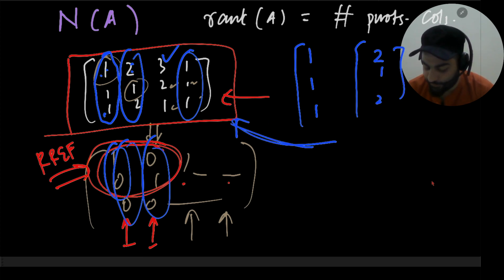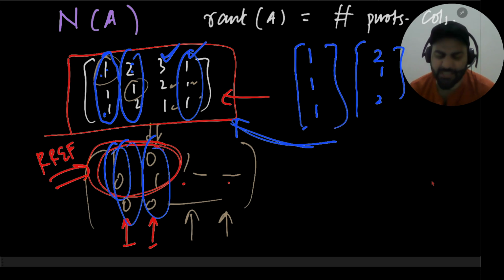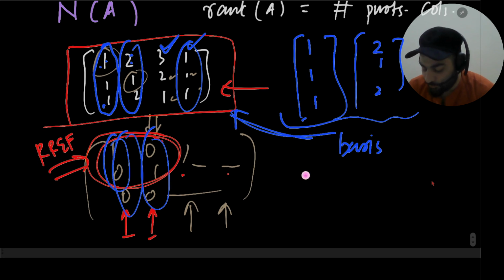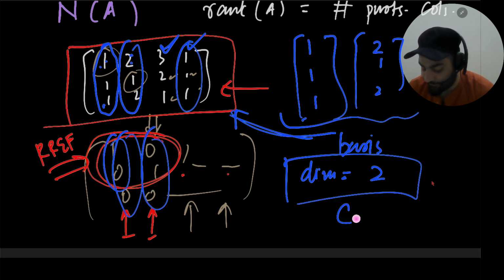If you see this, these two columns I can take as basis, because I can reach this, I can reach this as well. So I can reach any of the values that is reachable for the whole matrix. So I can see that the basis basically now has two independent columns. So now the dimension is equal to 2 for the column space.